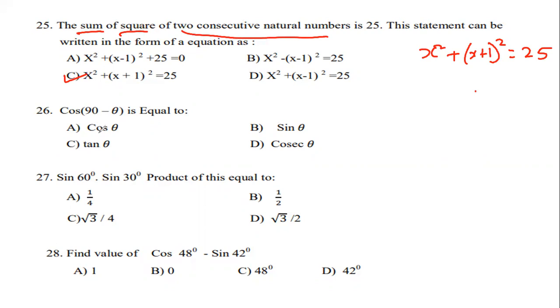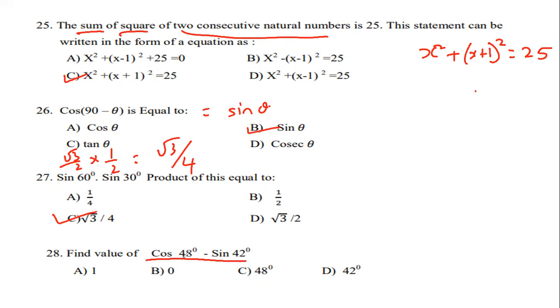Next sum, cos 90 minus theta. So cos 90 minus theta is complementary angles, which is equals to sin theta. Is it right? So which option is right? Option B is correct. Next, sin 60 degree into sin 30 degree, product of this equals to dash. What is the value of sin 60? Root 3 by 2. And sin 30 is 1 by 2, which is equals to root 3 by 4. Which option is right? Option C is correct.